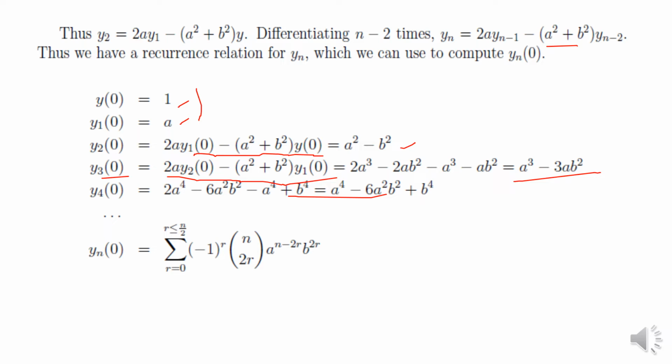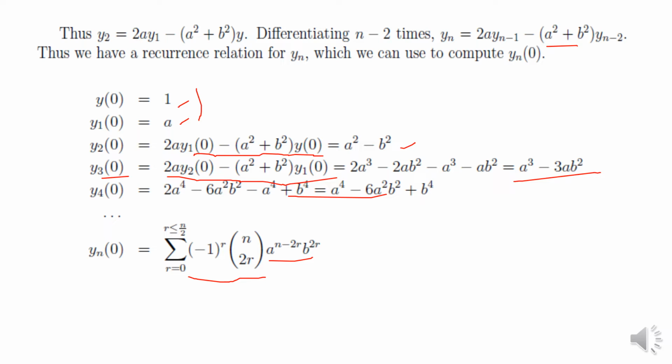Now the general term will be yn at 0, where r takes values 0 to n by 2 at most, and the coefficient is n choose 2r, and the coefficient of what, a to the power n minus 2r, b to the power 2r. Let's check how we are writing.